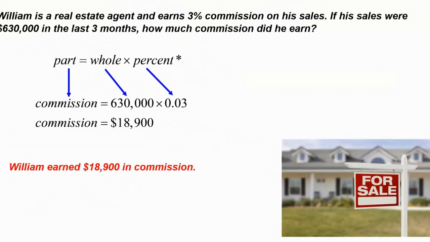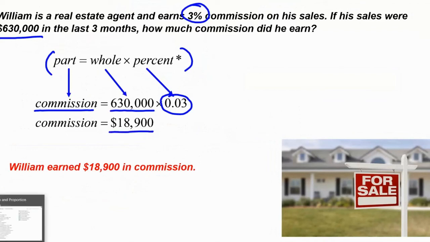William is a real estate agent and earns 3% commission on his sales. So everything he sells, he gets to keep 3% of that as income. If his sales were $630,000 in the last 3 months, how much commission did he earn? So again, I'm going to use the part equation, percent equation. So part equals whole times percent as a decimal. So to find his commission, we're going to take his total sales, which were $630,000, and multiply that by the percent he gets to keep as a decimal, 0.03, and then we get 18,900 is the part. That's 3% of his sales.